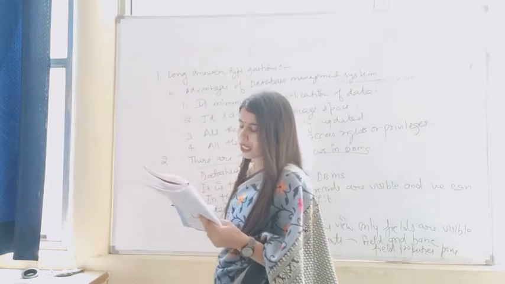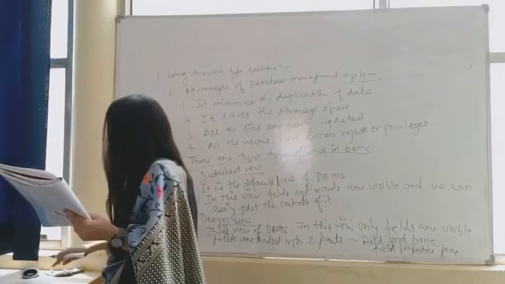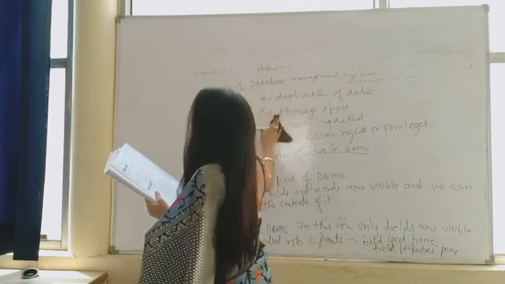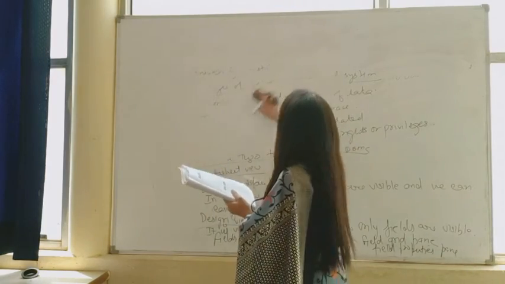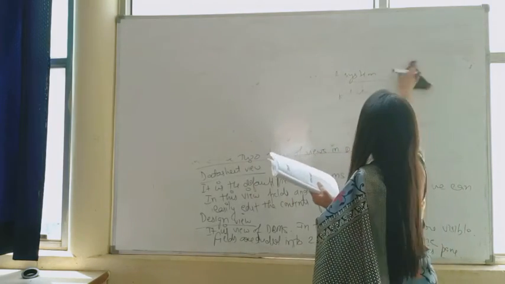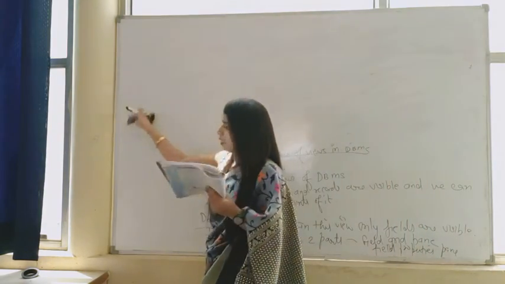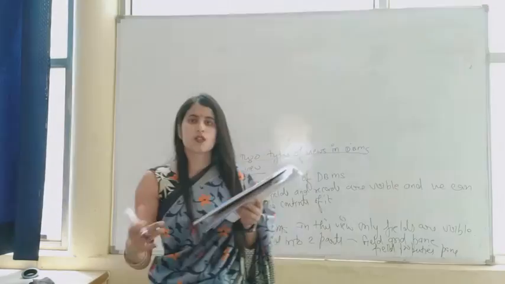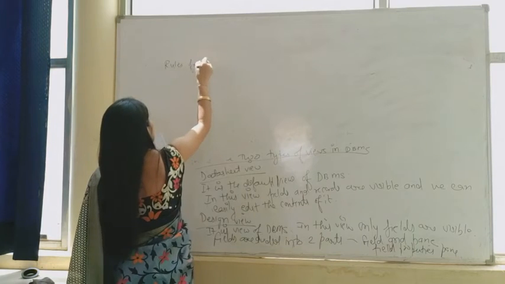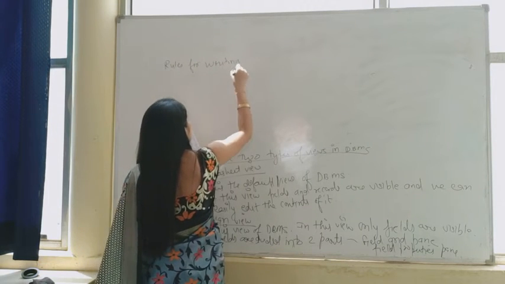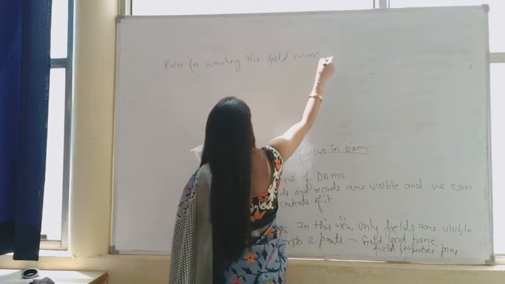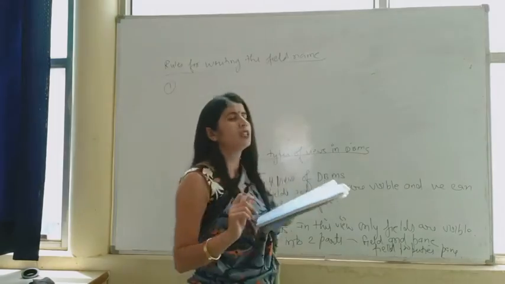Now the next question is, what are the rules for writing a field name in DBMS? Okay, so we have to write in this answer what are the rules that we are following to give a field name. This answer we have done in the explanation of the chapter also. So again I am writing here rules for writing the field name. What was the first rule?